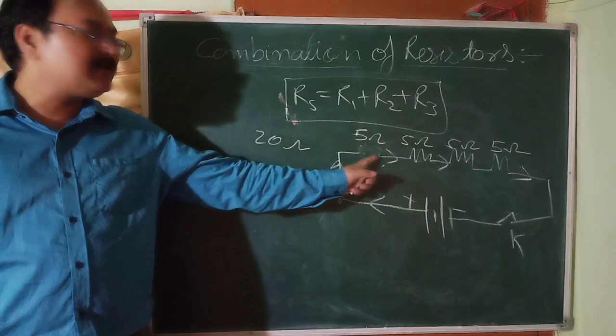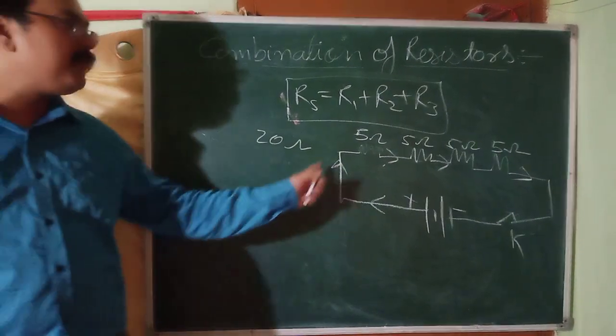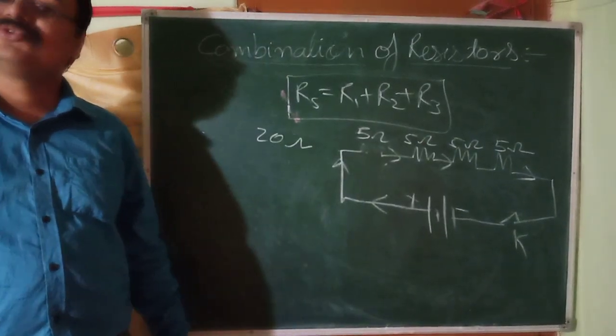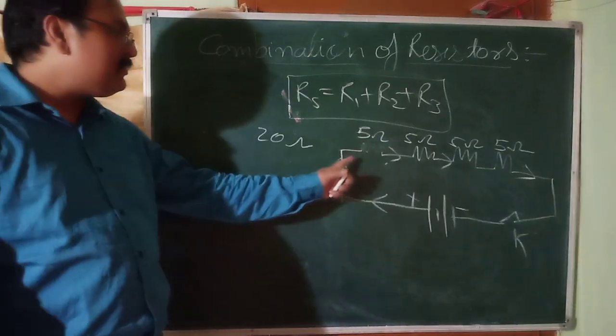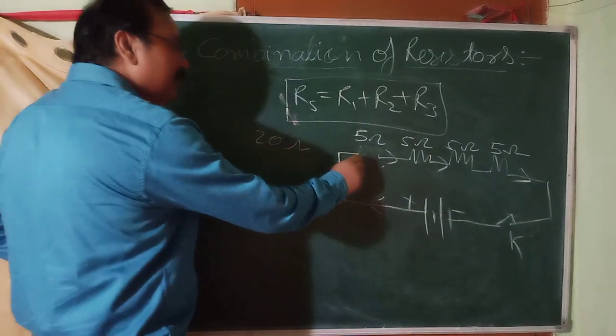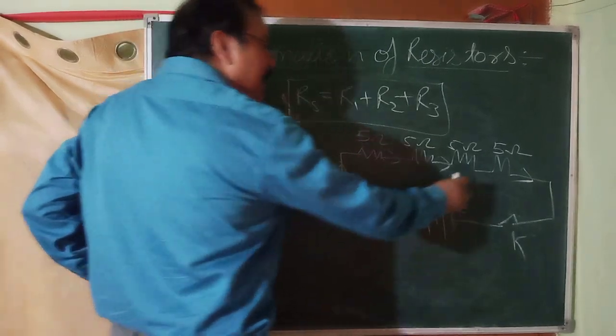When the circuit is open, then what will happen? Will the current flow through the circuit? Not at all. You might be thinking, why has sir removed this resistance only. Suppose this resistance is not removed. I am going to remove this resistance.